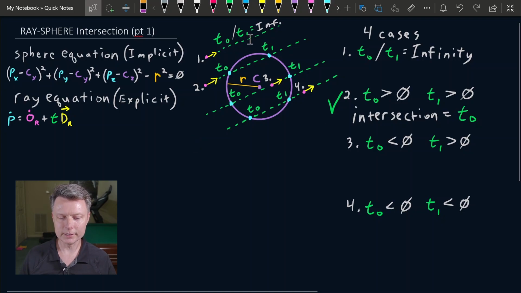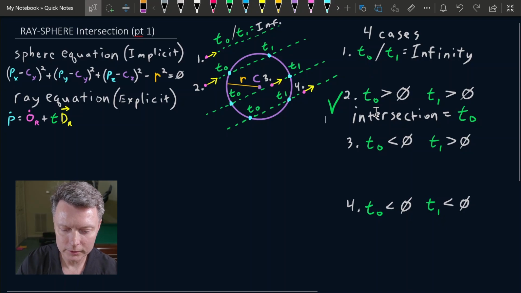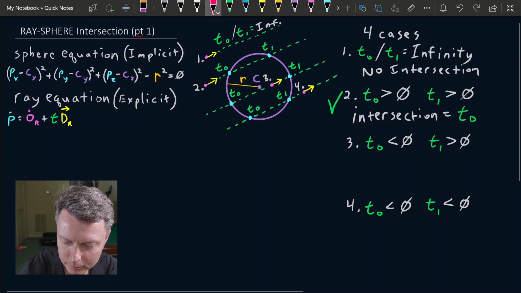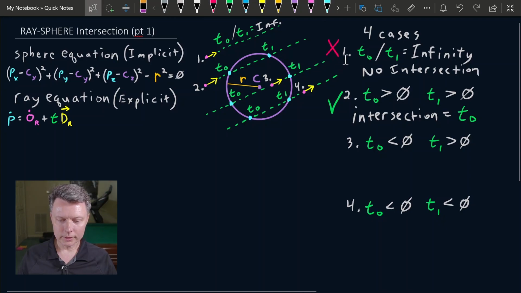And visually we can see that by noticing that the ray is a little too high. It's pointing in the right direction of the sphere. It would have hit it if it was a little lower, but it's a little too high and it goes over the top of the sphere. And so in that case, if we get infinity back from our equation, then we know that there is no intersection. And I'll get out my red marker here and make a big X. So case 1 failed to hit the sphere. Case 2 worked out, so we took the t0 from the two values that we got back.